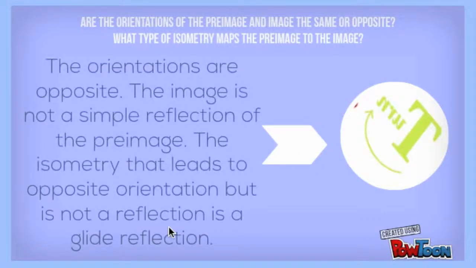Firstly, how you check is that the orientations are opposite, and you know because this image is not a simple reflection of the pre-image. The isometry that leads to opposite orientation is not a reflection, but it is a glide reflection. Like the figure here, the way it's reflected is that the whole word is entirely flipped in comparison to the image in the previous slide, and this kind of thing is called a glide reflection.